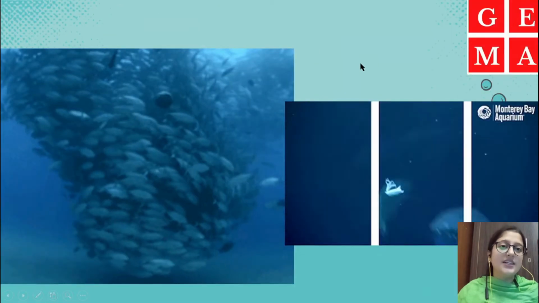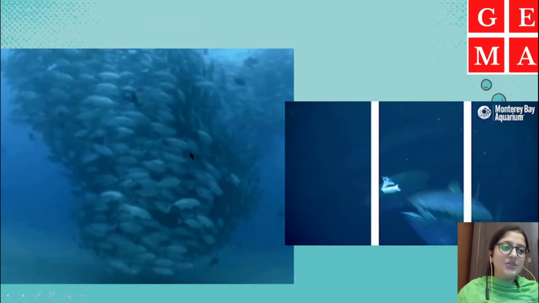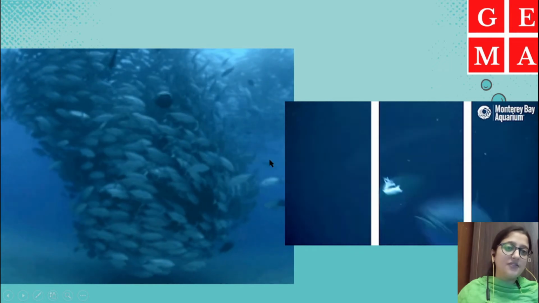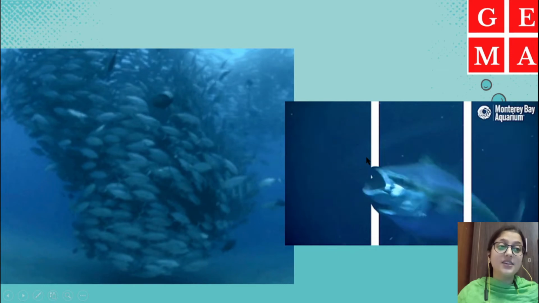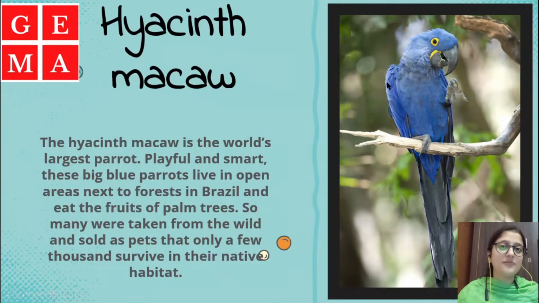So here there are two videos. The first one shows the school of the bluefin tuna, and the second one shows how fast the bluefin tuna are. Now the hyacinth macaw.